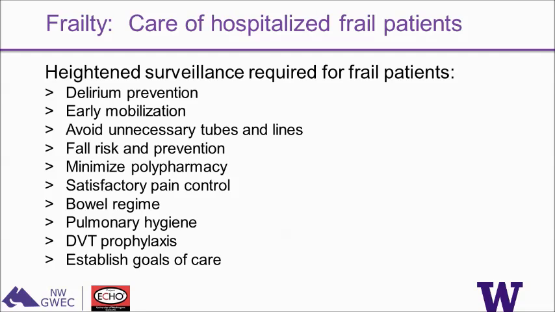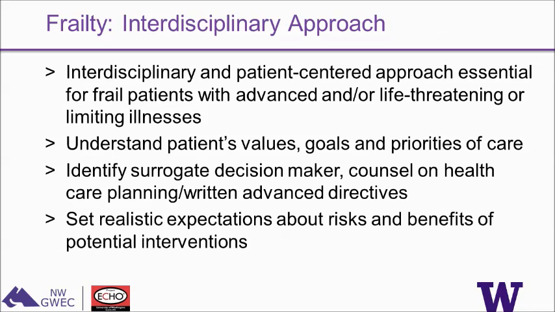So important to recognize that one provider is not going to be able to take care of frail patients on their own. So it requires a very interdisciplinary, multidisciplinary effort to provide the best care for these patients, to minimize the risk of adverse health outcomes and improve their quality of life. And important in that is understanding their values, their goals, and priorities of care, to identify a surrogate decision maker, start the process of healthcare planning and advance directives. And it's also important to set realistic expectations about risks and benefits and burdens of potential interventions.